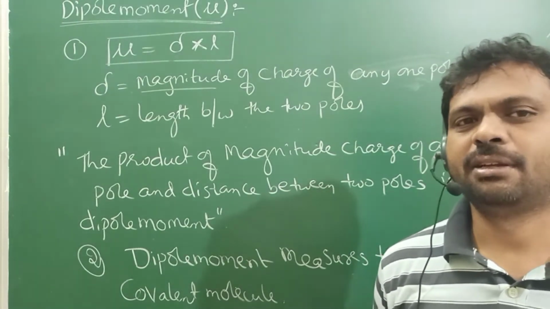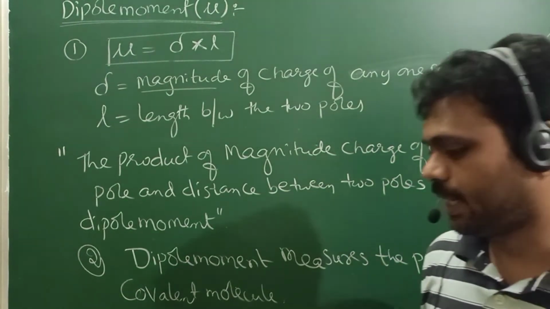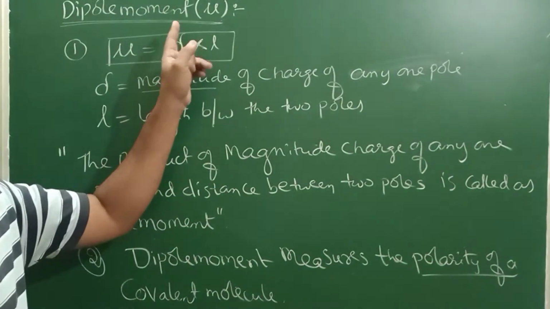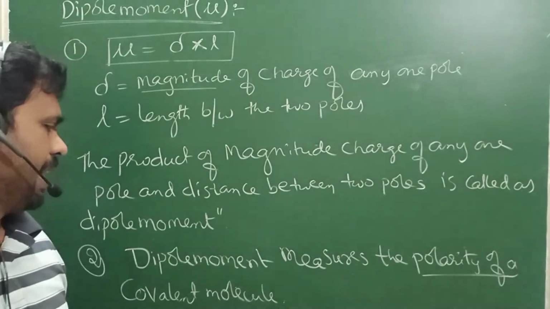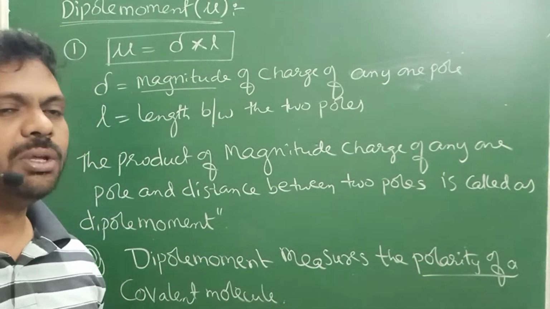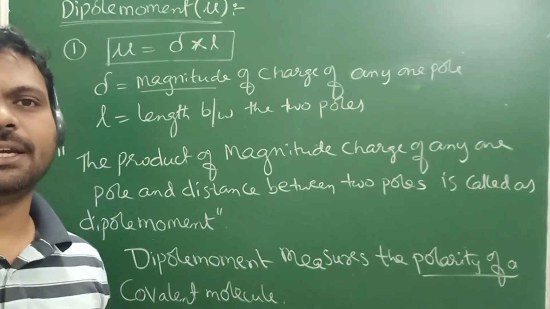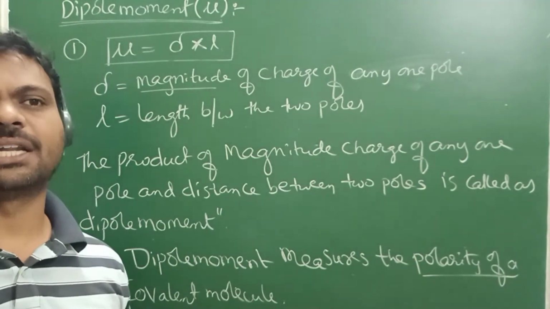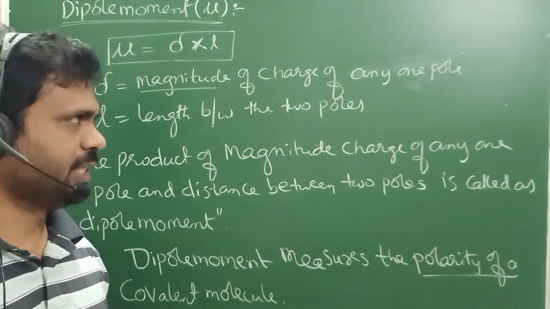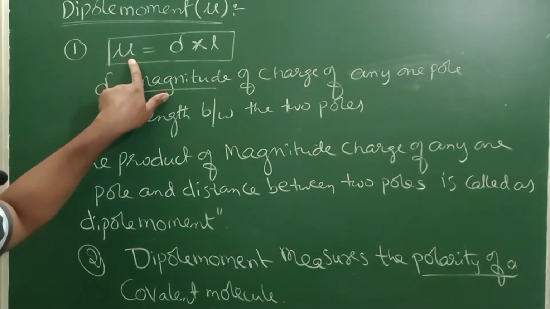Today's concept is dipole moment. The dipole moment symbol is mu. What is the use of this dipole moment? Dipole moment measures the polarity of a covalent molecule: whether the molecule has polarity or not, whether the molecule has charge or not. It measures the polarity of the molecule.